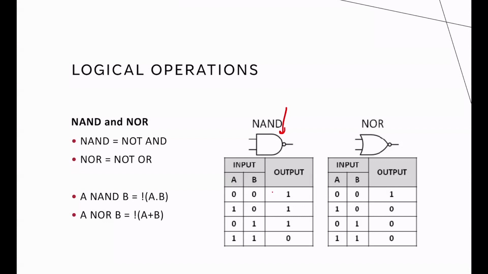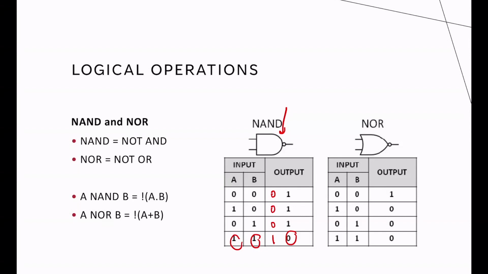So if you just AND this, it will be 0, 0, 0, 1. And then you invert it, so it will become the opposite. So it's 1, 1, 1, 0 here. It means that if both inputs are 1, then the output will be 0. Okay. So NOT AND is the opposite of AND, right?